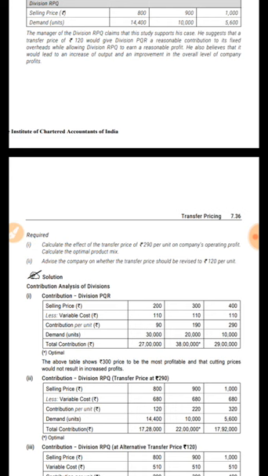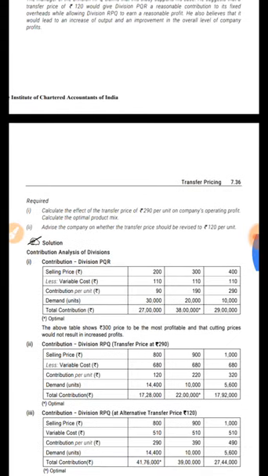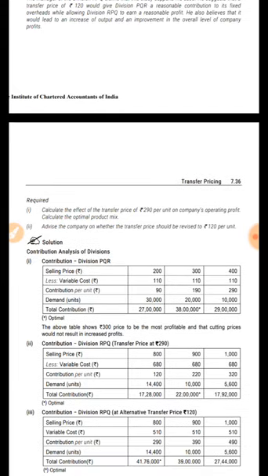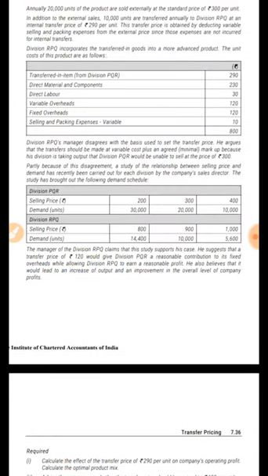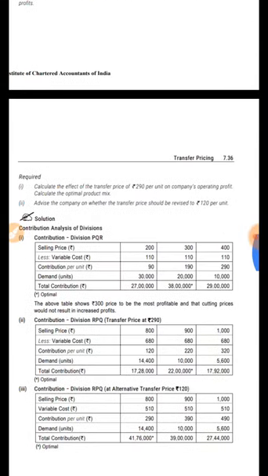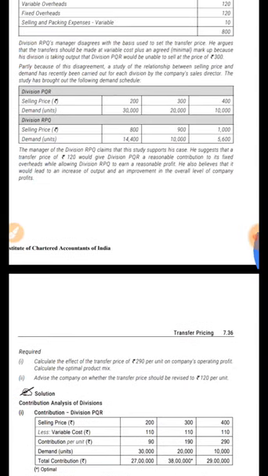In second, we have to see, if we are revising the transfer price to 120, what will be the effect of the same on the company's profitability as a whole. So see, first thing they found out the contribution, keeping all the selling prices. See, the different selling prices are there, 200, 300, 400. This they have done for division PQR.